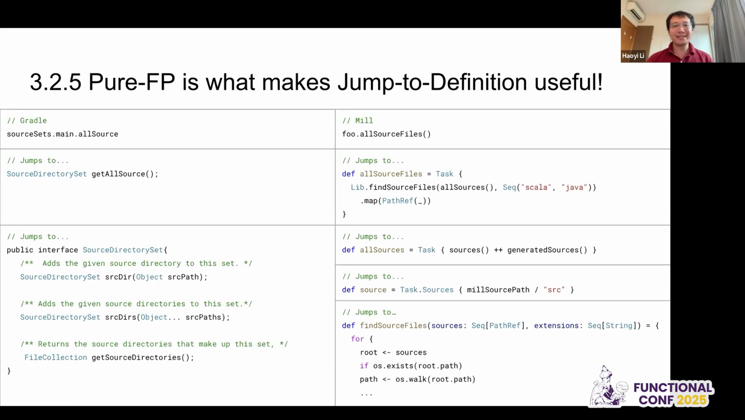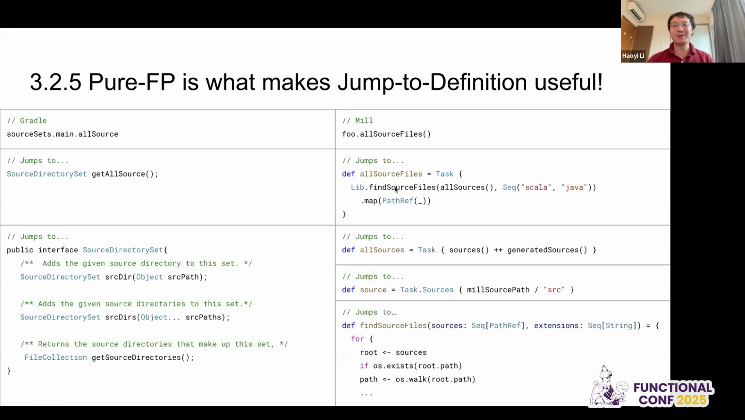So this is just another, more elaborate example of what we saw earlier. Like Gradle, you have sourceSets.main to all sources. In Mill it's called foo.allSourceFiles, but it's basically the same thing. In Gradle, you jump and you hit a wall where you just get this mutable variable that you can set and you can get, but you don't know who's setting it or who's getting it.